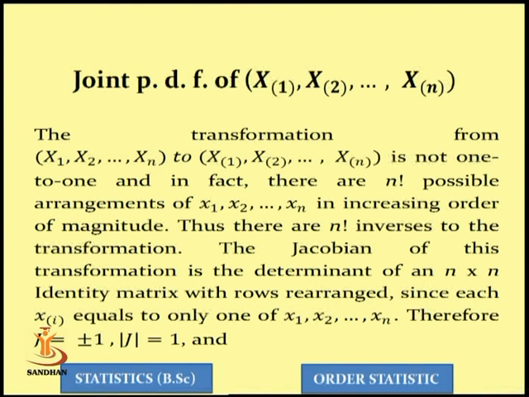So the n factorial inverses will be there in our transformation, and as you know, to transform a given variable you use the Jacobian of the transformation. In this case, because we are transforming n random variables, our Jacobian is going to be the determinant of an n cross n identity matrix with rows rearranged, since each X(i) equals only one of the X1, X2, ..., Xn, because only one can be at the ith order. So our Jacobian matrix here is going to be plus or minus 1, and when we take the determinant of the Jacobian, it is going to be 1.